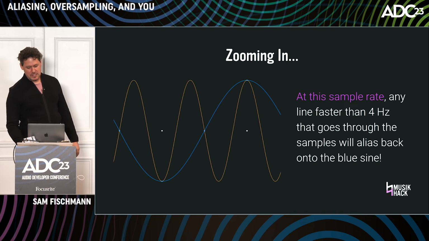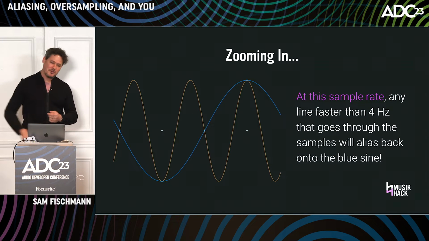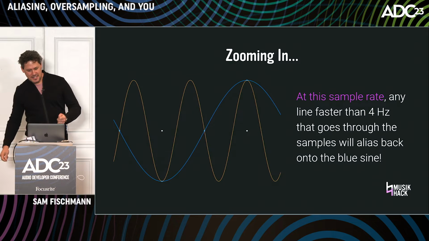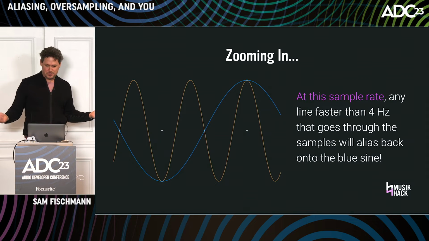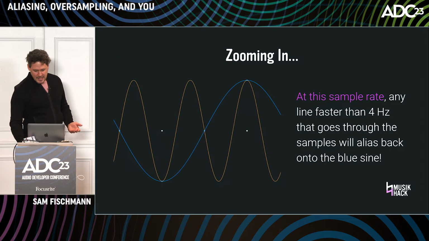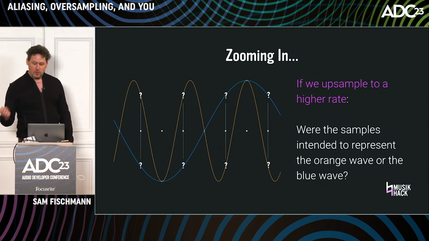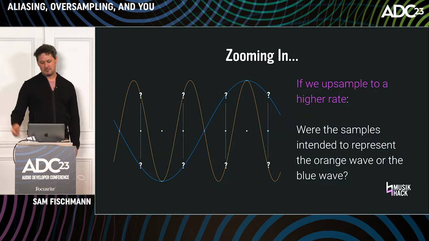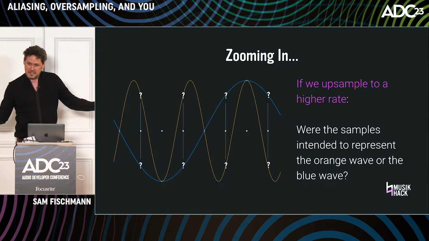We come full circle. So at this sample rate, any line that's faster than 4 hertz, but that goes through all our little blue dots, is going to alias right back onto our original sine wave. It's kind of a cool little thing there. But if we upsample to a higher rate, were our samples intended to represent the blue wave, or are they intended to represent the orange wave, right? This is another problem that we're solving.